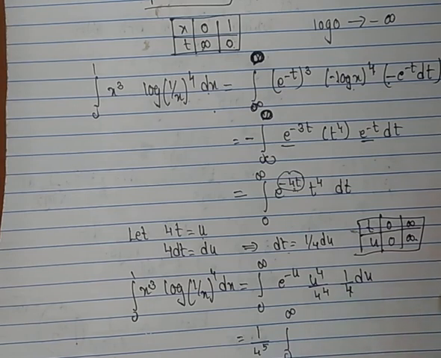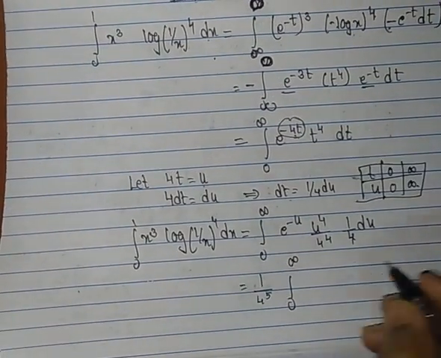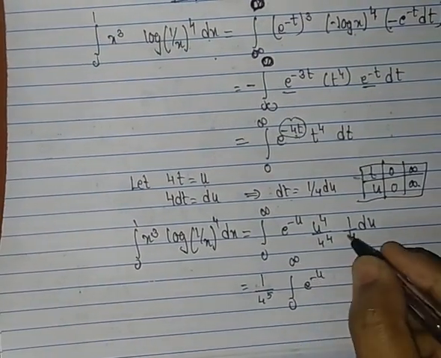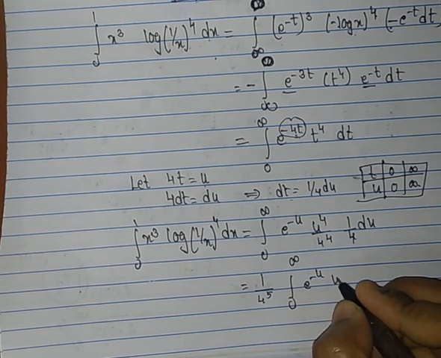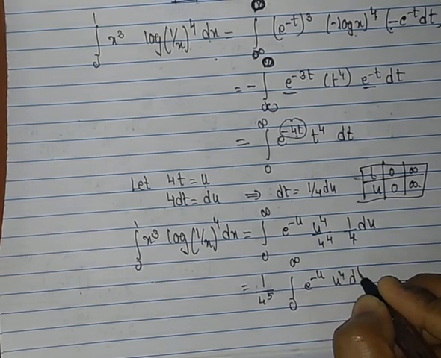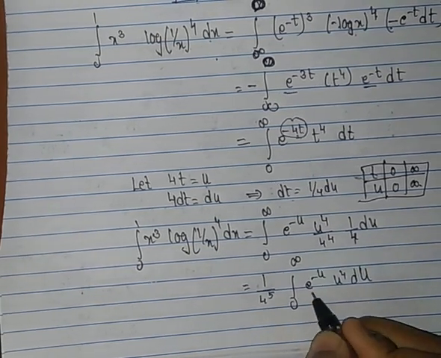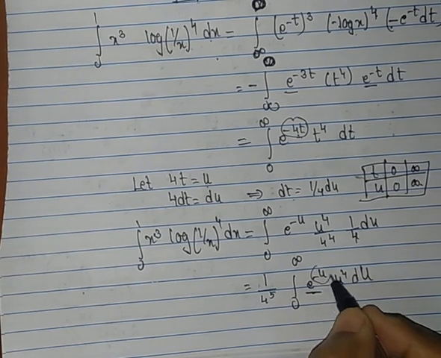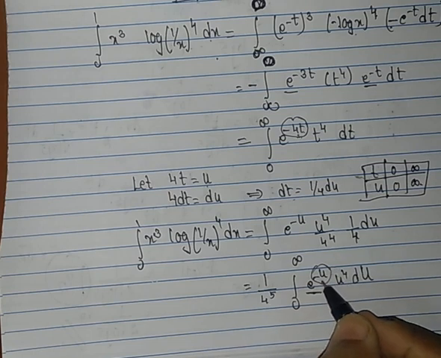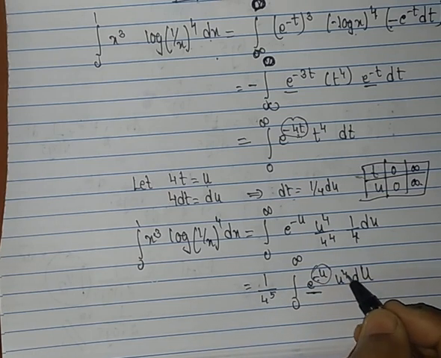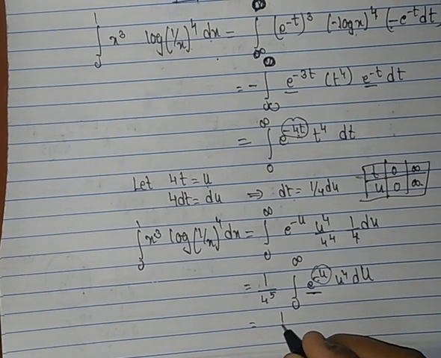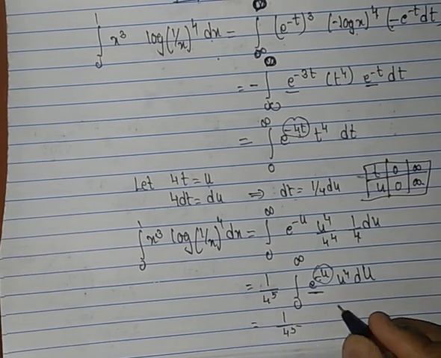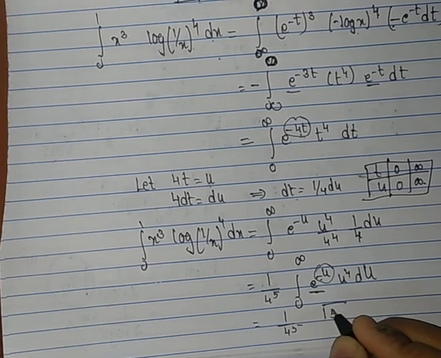Integral 0 to infinity e raised to minus u, we get u raised to 4 into du. Now you can observe here that the exponential term's power is 1 and the coefficient is minus 1. So u raised to n, that value of n is 4. The final answer will be 1 upon 4 raised to 5 times gamma of 4 plus 1, which is gamma 5.